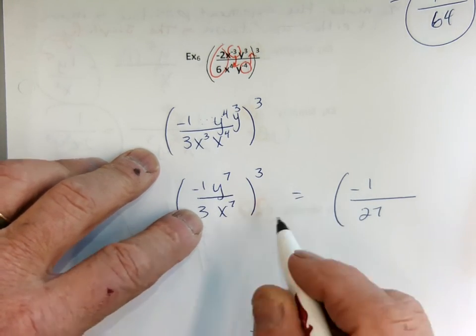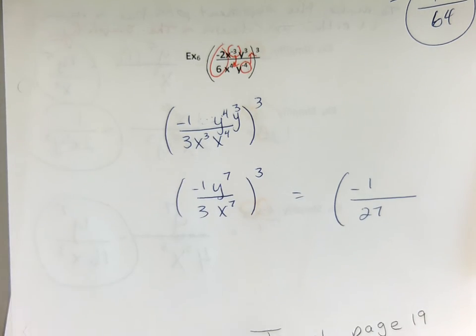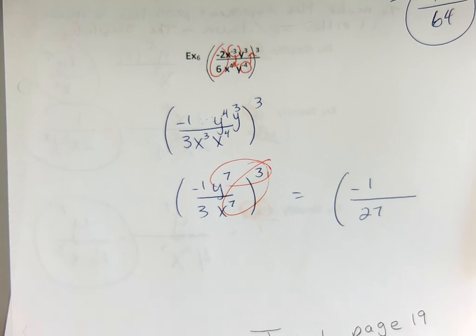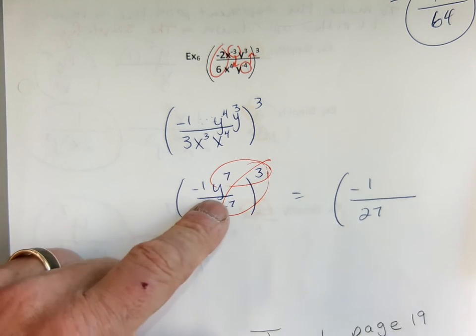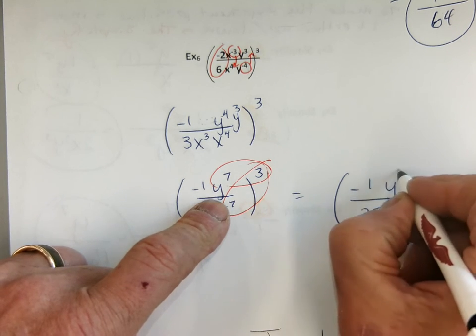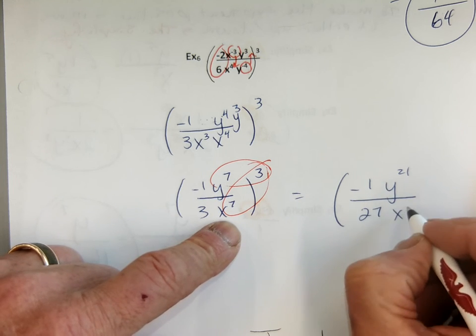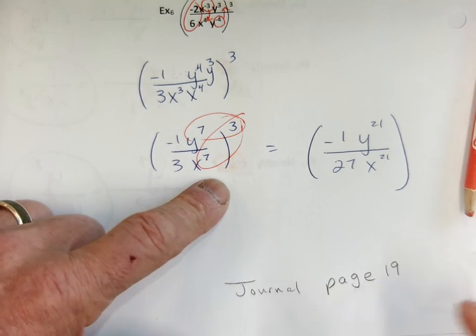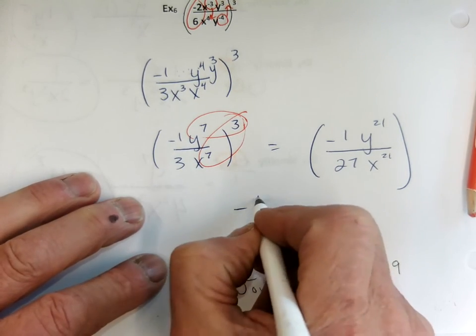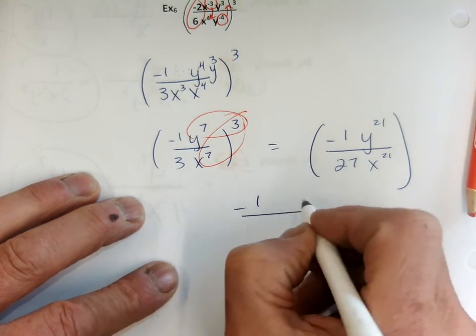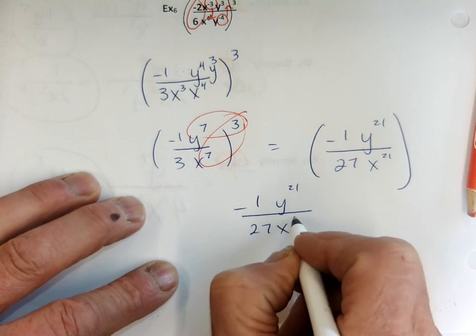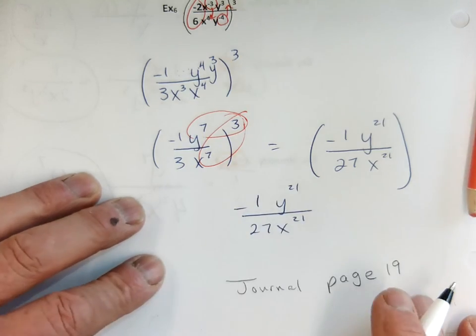And we learned yesterday that if you have an exponent to an exponent, you multiply, right? So a y to the 21 over an x to the 21. I do not need my parentheses. I can drop my parentheses, there's no reason for them. I don't even really need this 1 here, but I put it in there anyway.